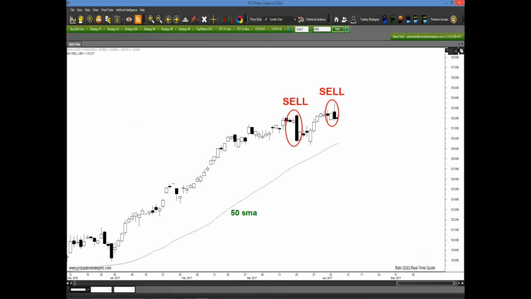And where is price in relation to the buy-sell line? Price is above. So should you be buying or should you be selling above? No, you should only be looking to buy. And that's why you should never sell, but only look to buy.